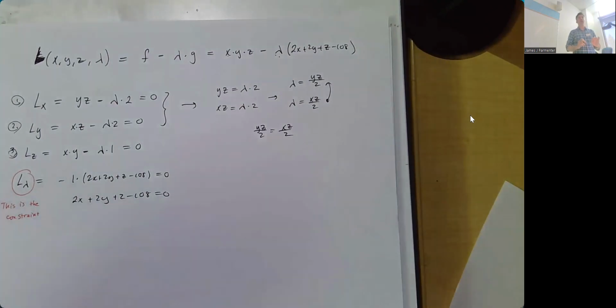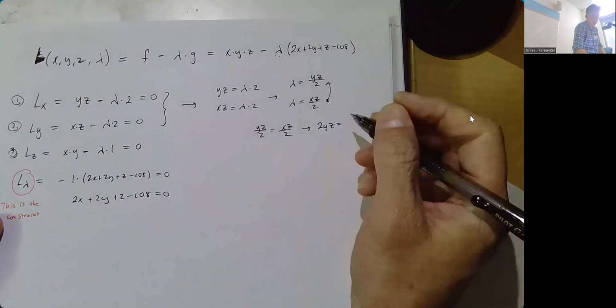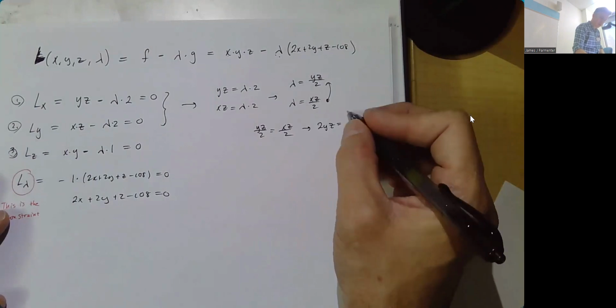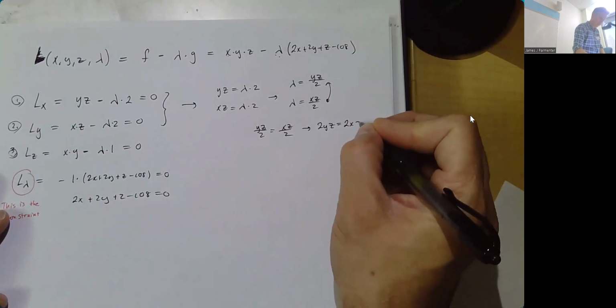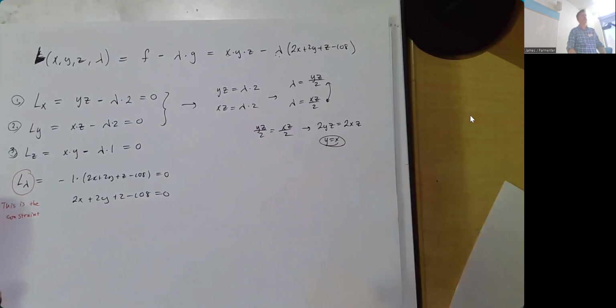I'm a big fan here of cross multiplying. You do not want fractions after you've set them equal to each other. So then 2yz, I mean, really, you could get rid of the 2's also. 2yz equals 2xz, divide both sides by 2z, and you get y equal to x. But really, there's a lot of ways to get there.